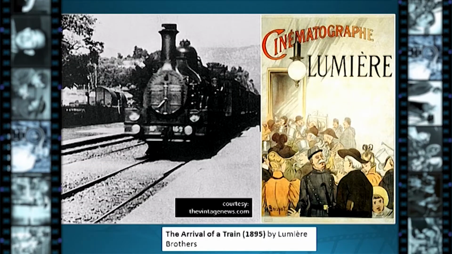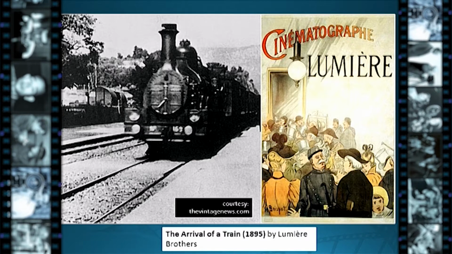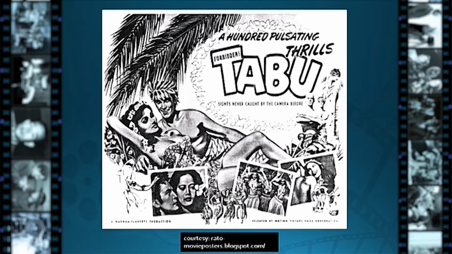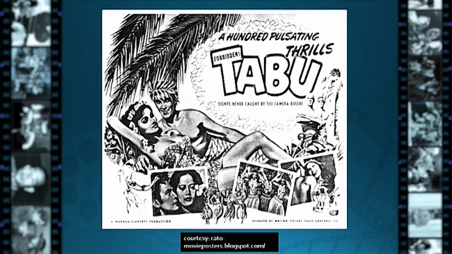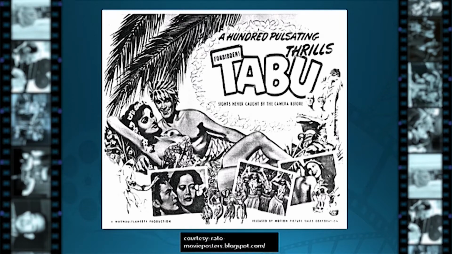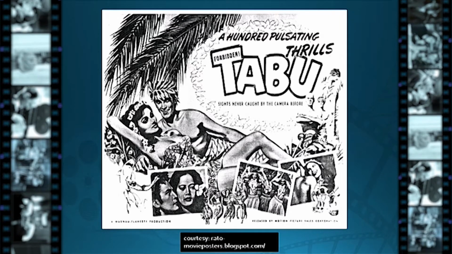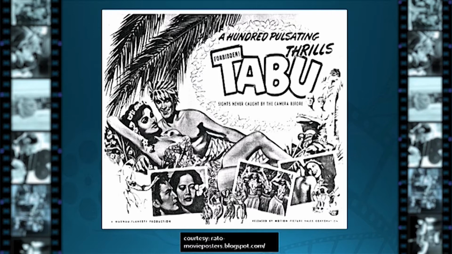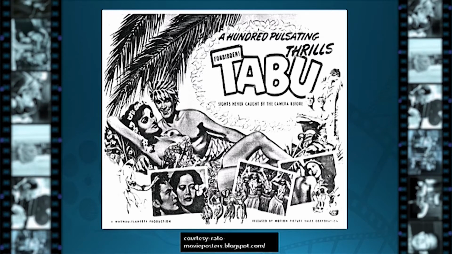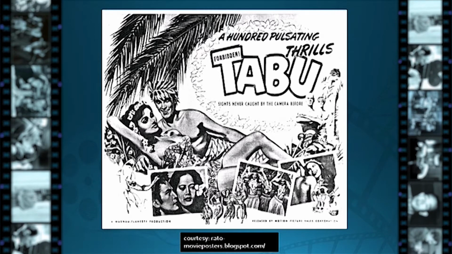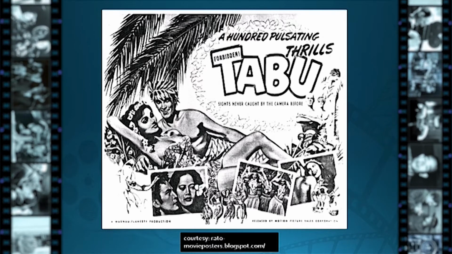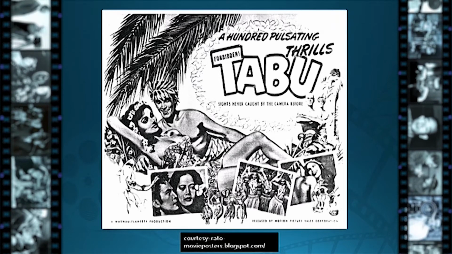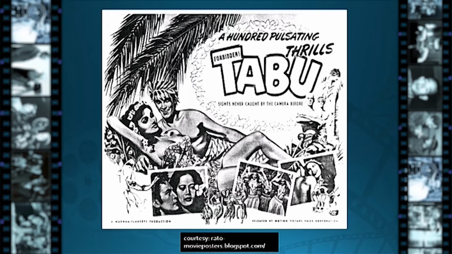So, we look at the arrival of the train by the Lumiere Brothers, and then the Tabu poster. As you can see, it's a very exotic location, and it was shot on location with local actors. It was shot in Tahiti, which is in the Pacific, and the people that you see in the picture are actually locals who were hired there, and they acted in this film.